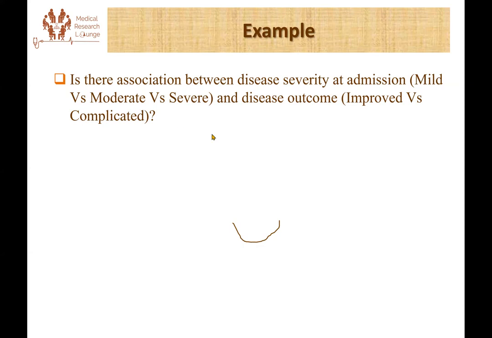Okay, maybe we can all work on it together. I'll give you another exercise too. It says, is there an association between disease severity at admission and disease outcome? And the responses are mild, moderate, and severe. So this is to start with a categorical variable, right? Disease severity is categorical. And the other variable is disease outcome. Again, this outcome is presented as improved versus complicated, so again, it's a categorical response.